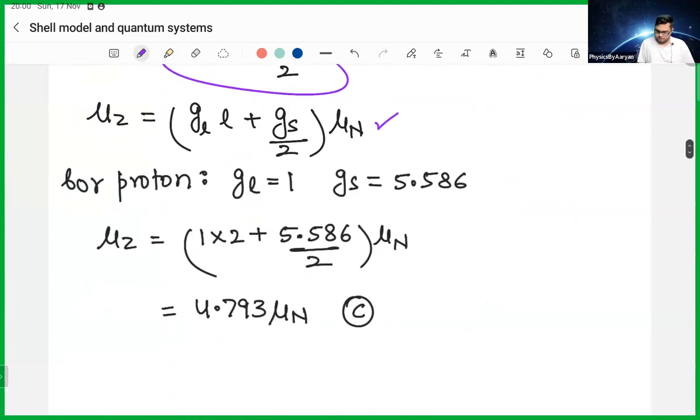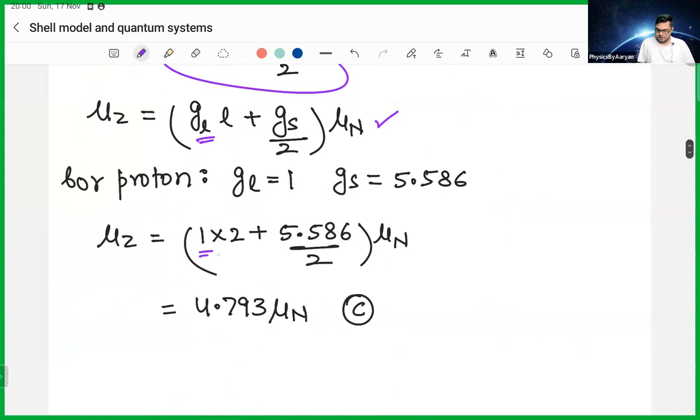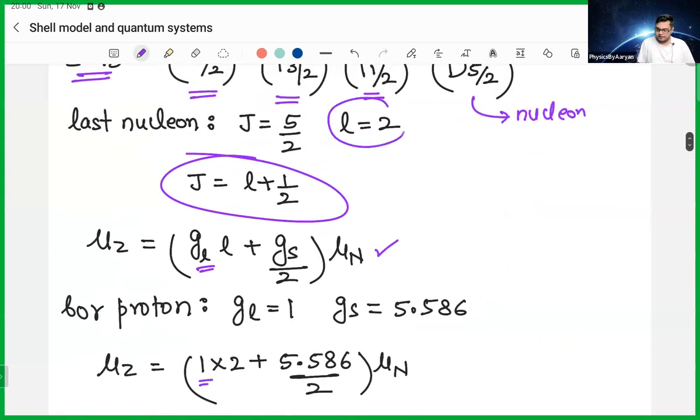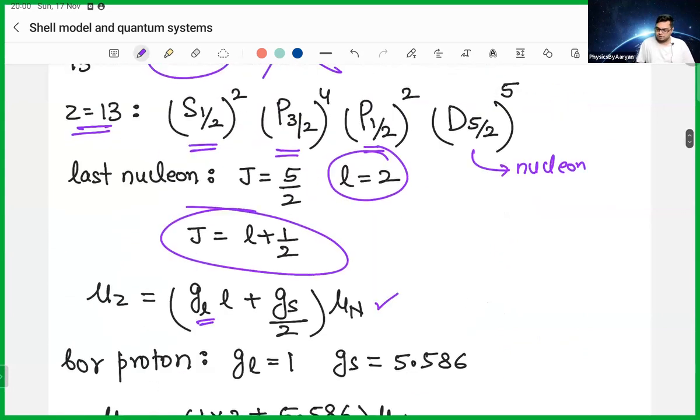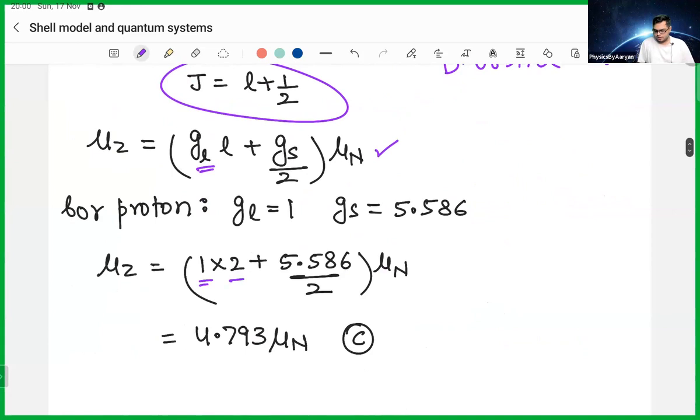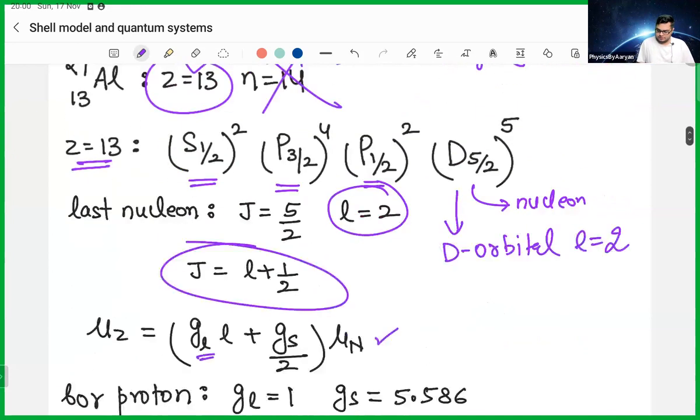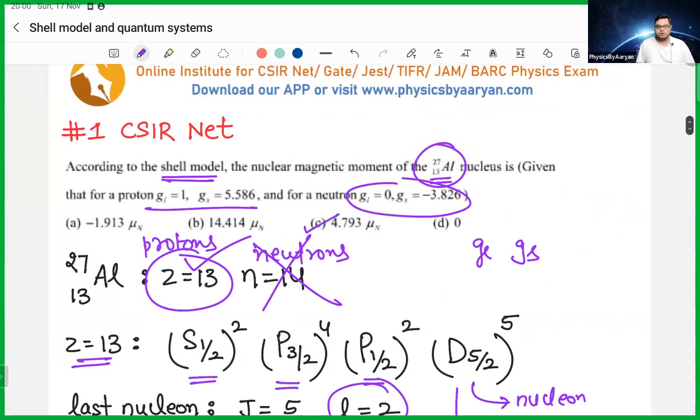So gL is 1, and I put the value of gL as 1. The value of L I have found is 2, because for a d orbital L is 2. Then I put the value of gS, which is 5.586, and divide by 2, and then μN. If you solve this you will get 4.793 μN, which is your answer number C. That is all you have to do.